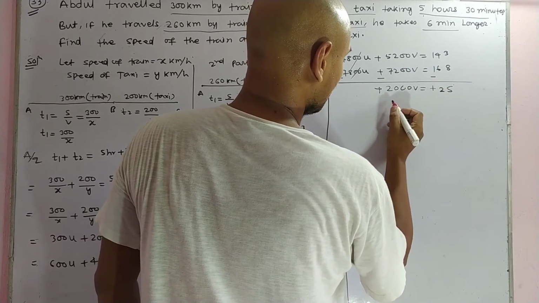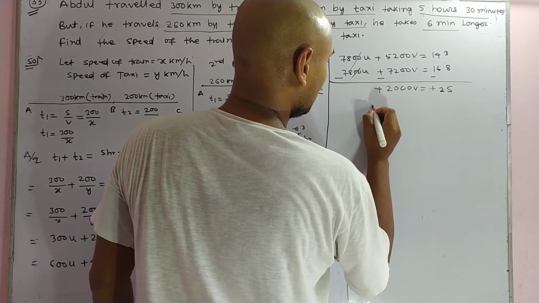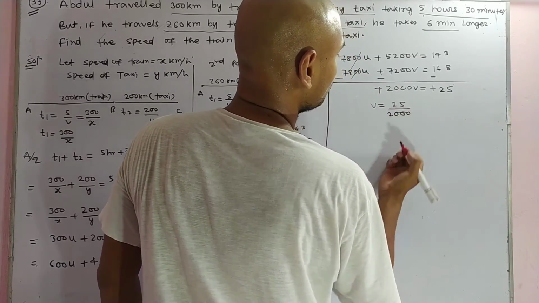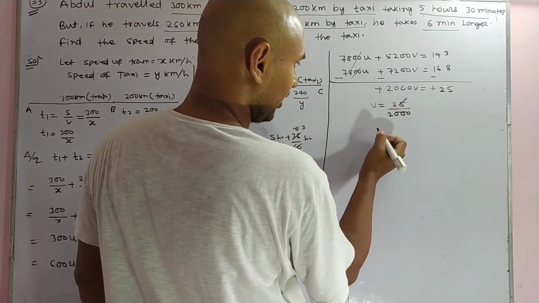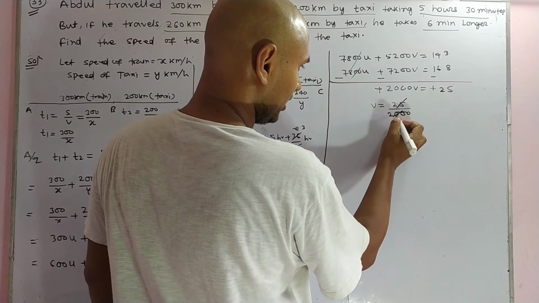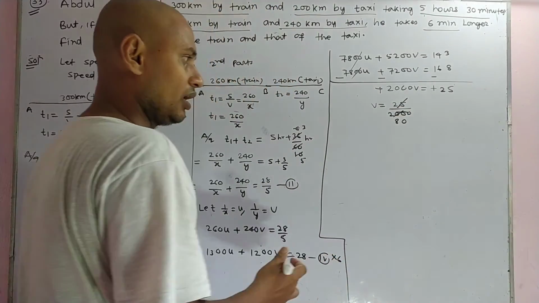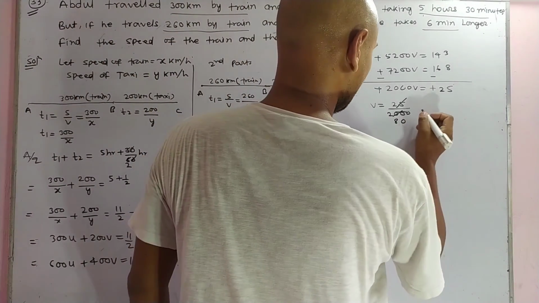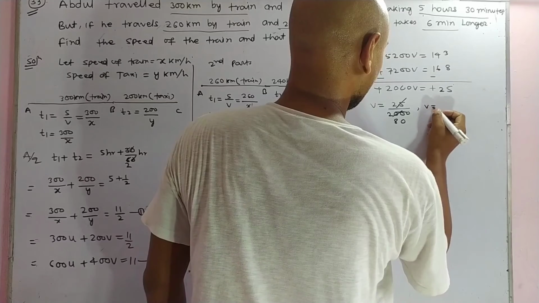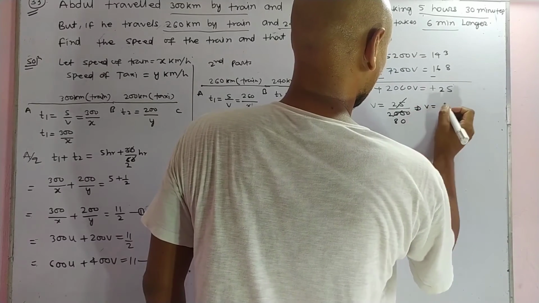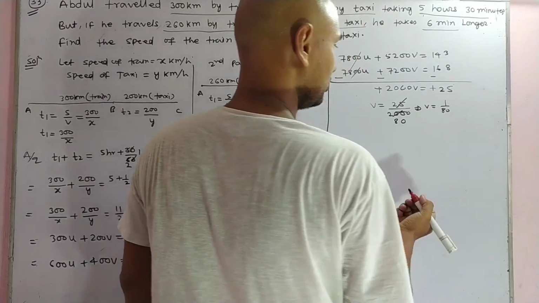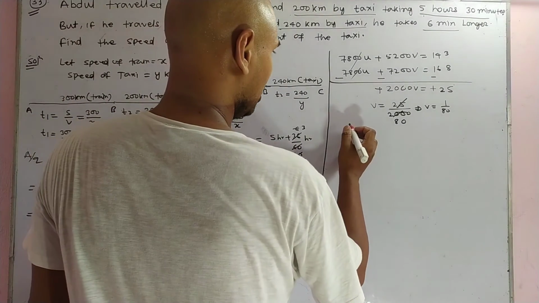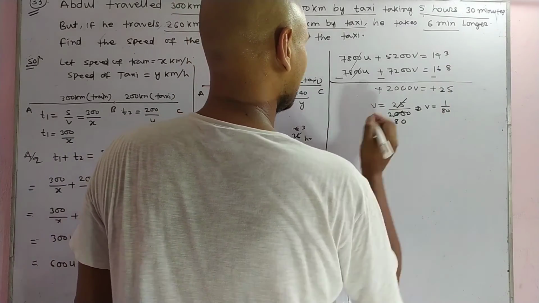if you cancel out to find out, v becomes how much? 2500 divided by 2000. Okay, 25 directly cancels out by 8 times 25, 8 25s are 200. Okay, it will become how much? V will become 1 upon 80. Okay, v will become how much? 1 upon 80.